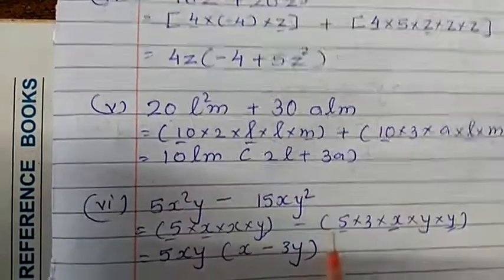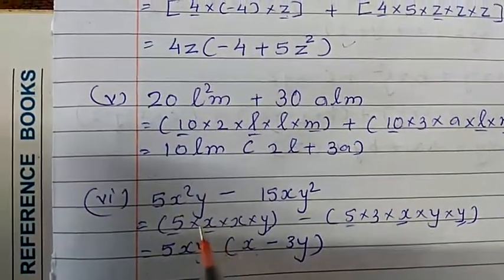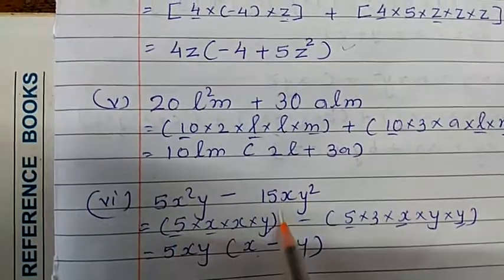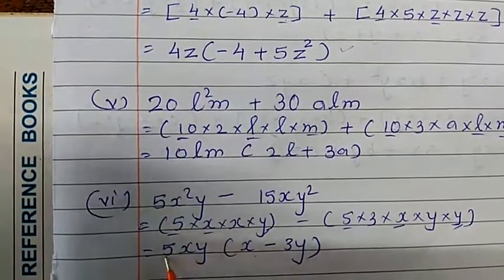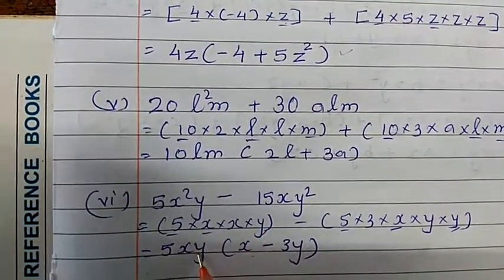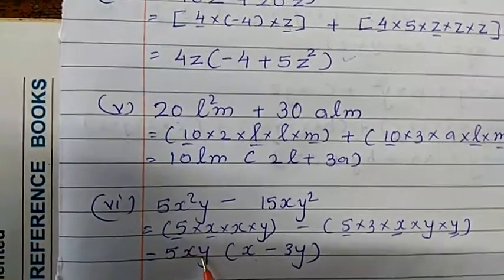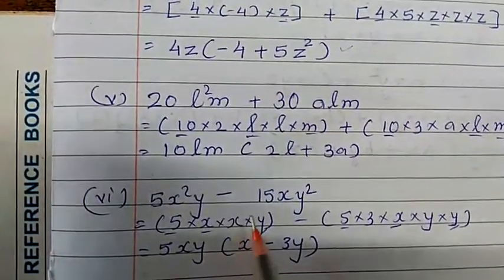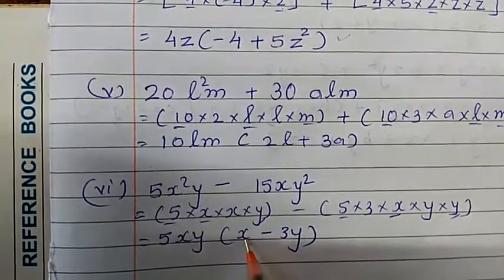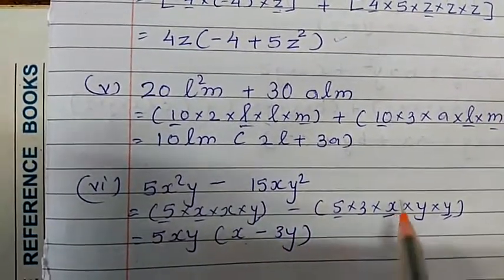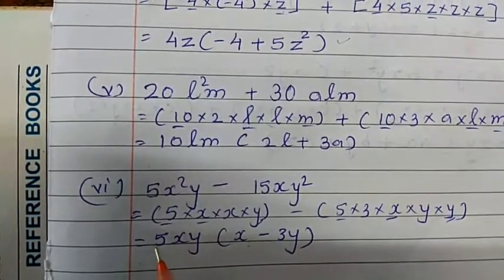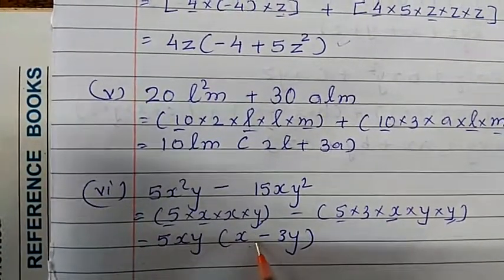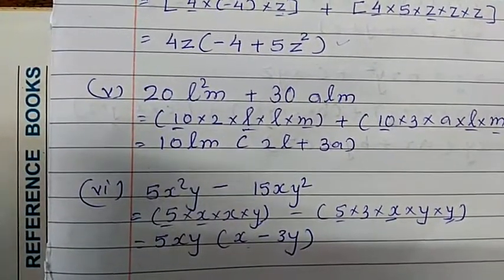Okay, why do we write here only x? Because see, in the first term we already took 5, x and y as a common, so don't repeat those. Only write the remaining numbers and variables. Okay students, so this is our final answer: 5xy in bracket x minus 3y. Understood?